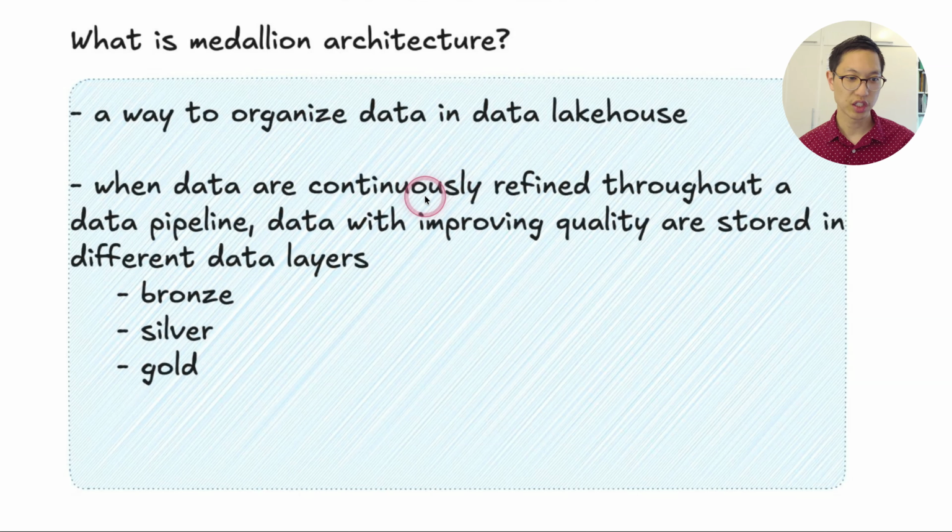When data is continuously refined throughout the data pipeline, data with improving quality is stored in different data layers. So we will have the bronze layer, silver layer, and gold layer. That means when we go further in the layers, we have more and more refined data. You can see upstream of bronze you have some raw data, which goes into the bronze layer, then into the silver layer, where we have transformed it, and then into the gold layer, and then it's ready for the downstream. So you know these concepts about upstreams and downstreams, okay?